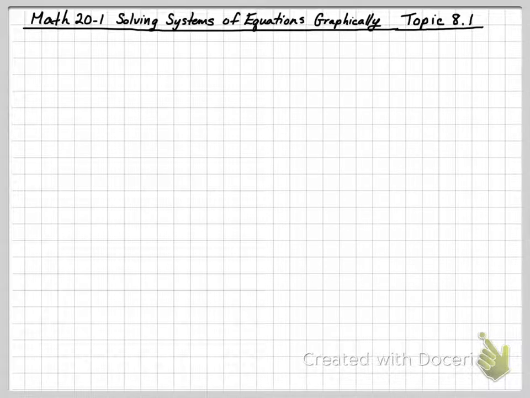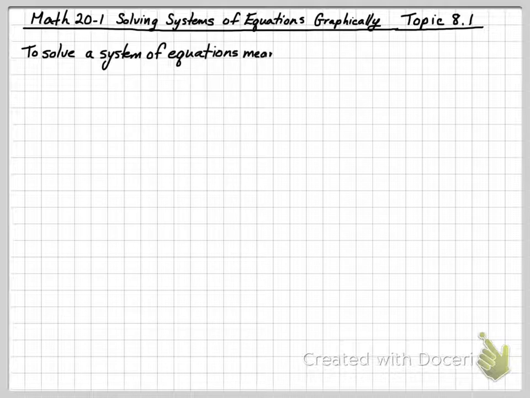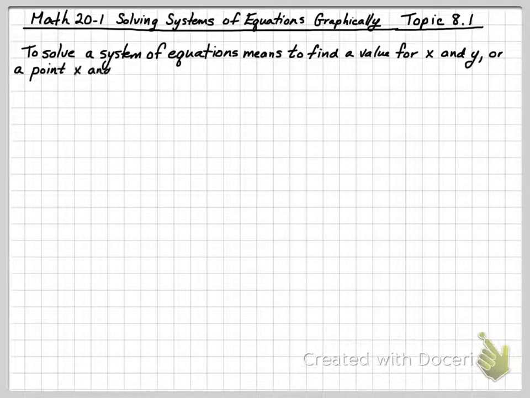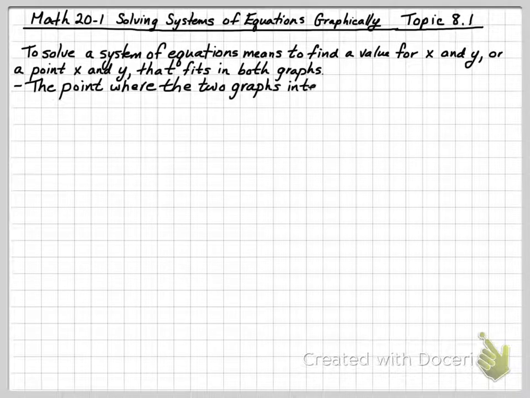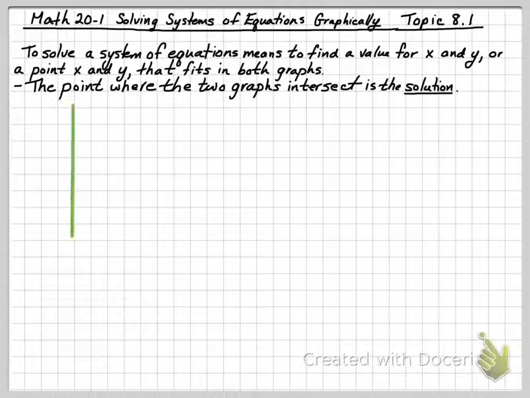Today in Math 20-1 we're going to look at solving systems of equations. And in topic 8.1 we're going to look at solving these systems of equations graphically. To solve a system of equations means to find a value for x and for y, or called a point (x, y), that fits both graphs. This is the point where the two graphs will intersect, and that's called the solution to the system.